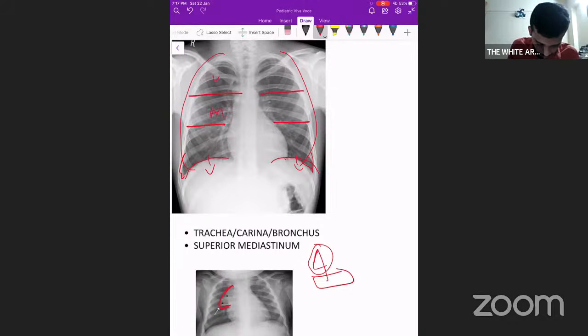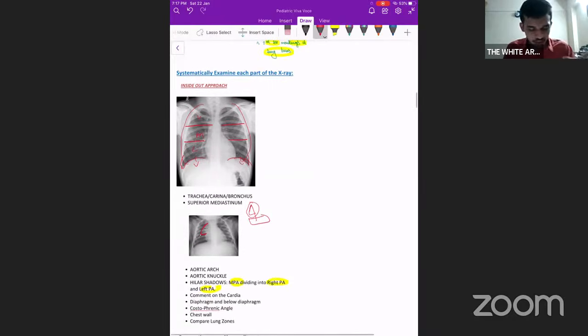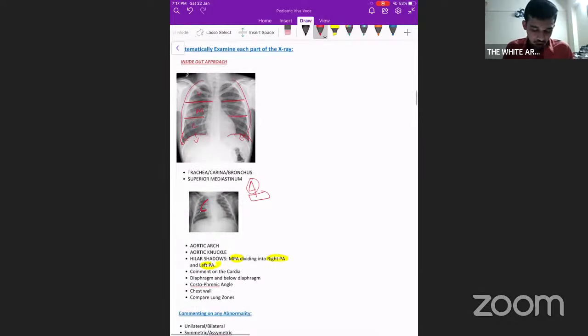Upper, middle, and lower zones, and then comment about each pathology, compare left and right, and then go ahead and comment about each structure. So this is the inside out approach.